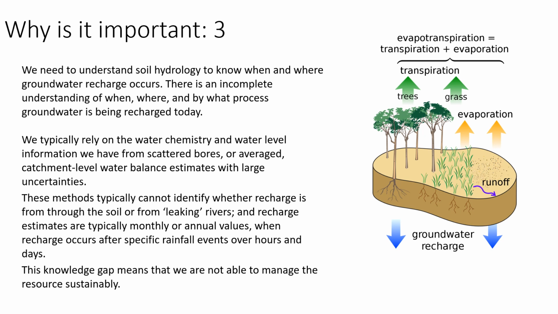For now, it's important to know that this knowledge gap means that we are not able to manage our groundwater resource sustainably. And one of the fundamentals that we need to understand then is the soil hydrological cycle as shown in the right-hand side. We need to be able to measure and model all of these words on the right-hand side. The amount of rainfall coming in, the amount of evaporation leaving, the amount of transpiration from the trees, the soil hydrology, so we can work out when there's going to be runoff occurring, when there's going to be groundwater recharge, and how much recharge there will be.